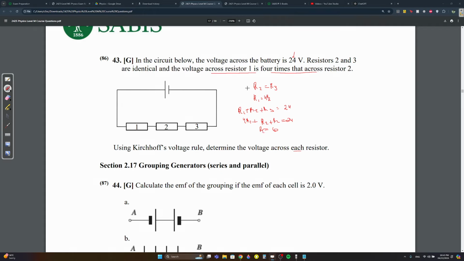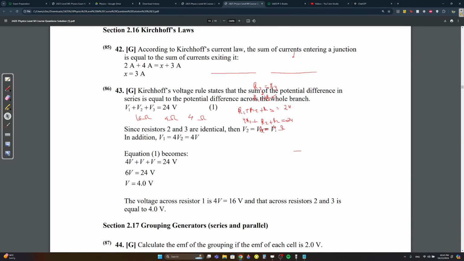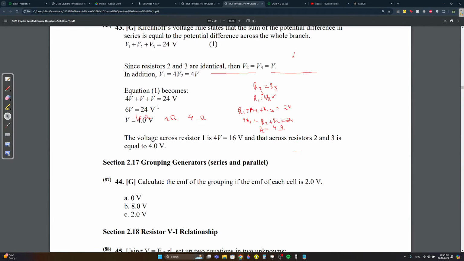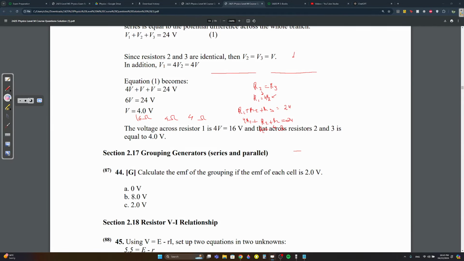And they want each resistor. If R2 is equal to 6, R1 is 4 times R2. So 6R2 is 24, no, it should be R2 is equal to 4, not 6. If R2 is equal to 4 ohms, then R2 is equal to R3, so this is 4 ohms too. And R1 is 4 times R2, so just 4 times 4, which is 16. Very easy. Okay, they did it like me. It's okay.